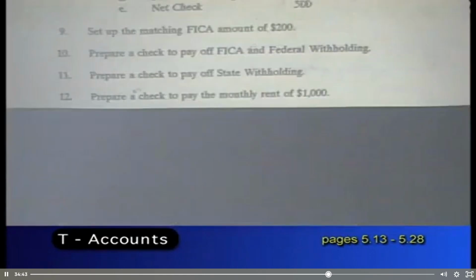Okay, number 12. Let's write a check to pay the monthly rent. Now we're going to consume the rent. It's used up. It isn't left over. We're writing a check to pay for it. We're using it up to make a sale. Okay? Got to have it. Got to consume it. Okay, so write a check for $1,000 to pay the monthly rent. Just remember that anytime you have consumption, remember what it is.